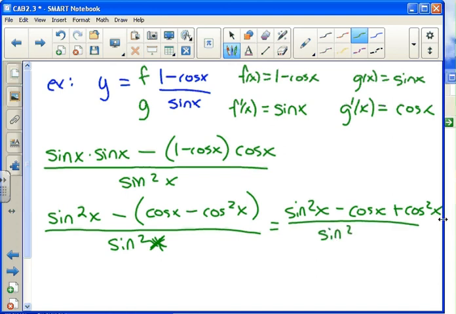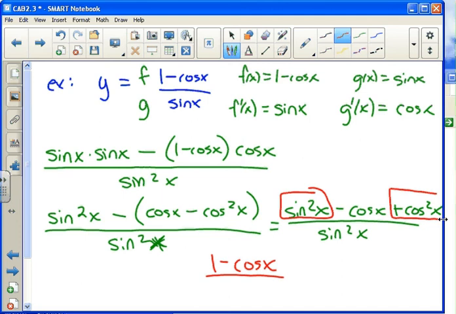Now if you notice, if you're really clever, there's a trig identity here. Sine squared x plus cosine squared x is equal to 1. So I can change both of those pieces to just equal 1, and I'll just be left with 1 minus cosine x, all divided by sine squared x. And that would be my final answer.